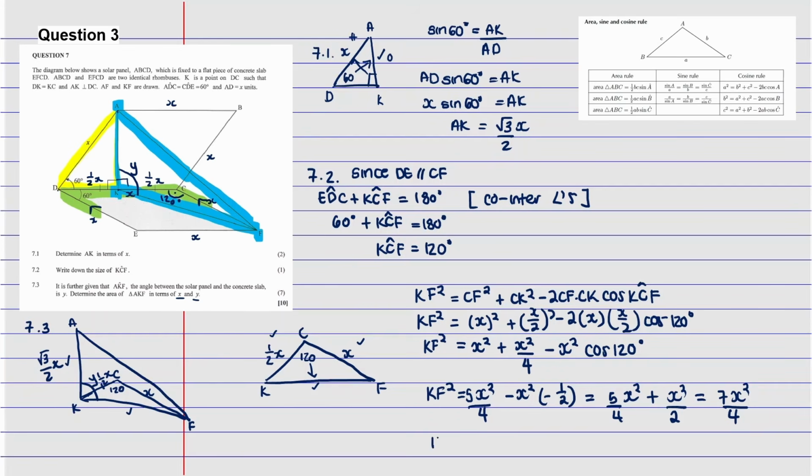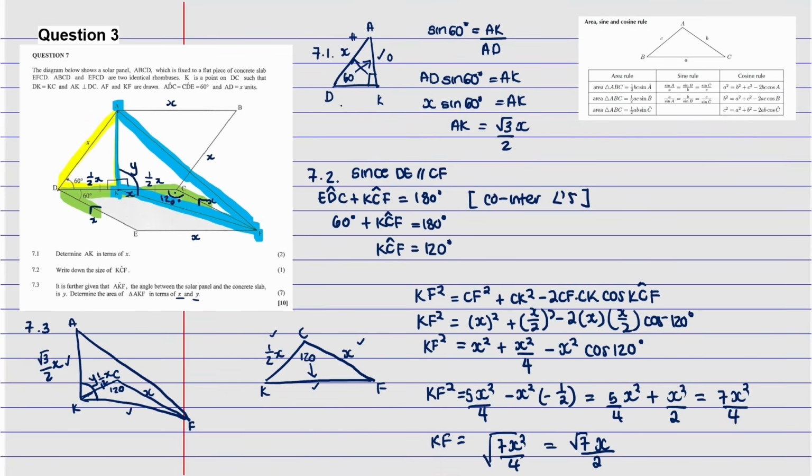But remember that we need just KF, right? So KF is going to be equal to the square root of 7X squared divided by 4, right? So that's going to be equal to root 7, then X, right, divided by 2. So KF is going to be equal to root 7 X over 2.